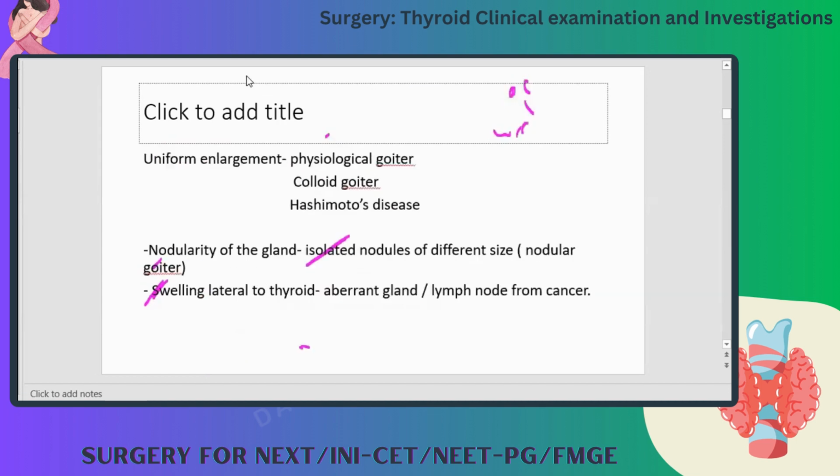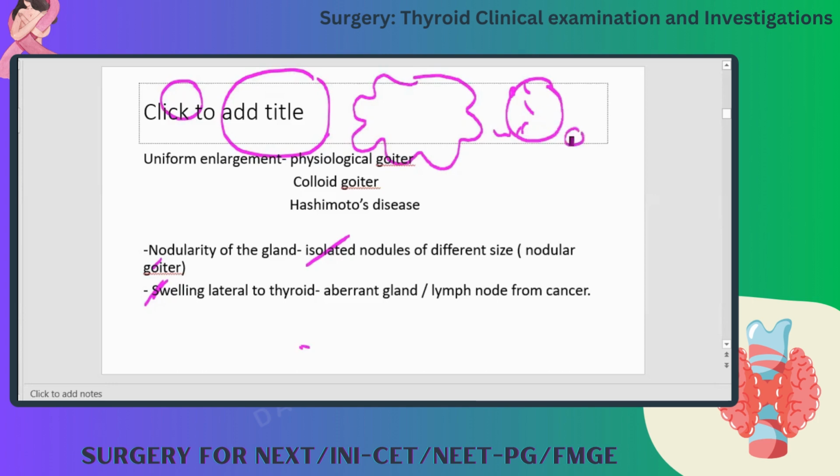Pemberton's: we examine from the back, and to make the swelling prominent, we ask the patient to do this maneuver. Once this is done, the swelling is obvious. Swelling may be of 3 types. One, this is the normal gland. The gland may be uniformly enlarged, or nodularly enlarged, or there may be a swelling and adjacent to it a small swelling again. These are the 3 findings on palpation.